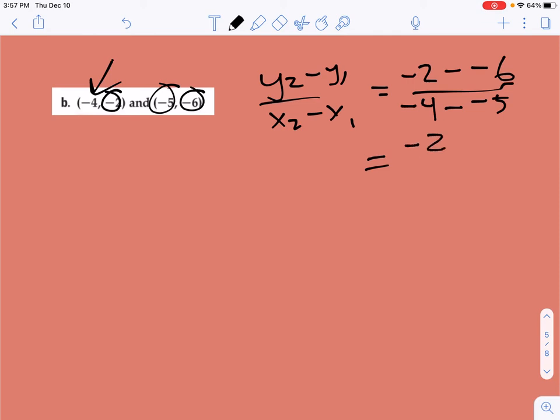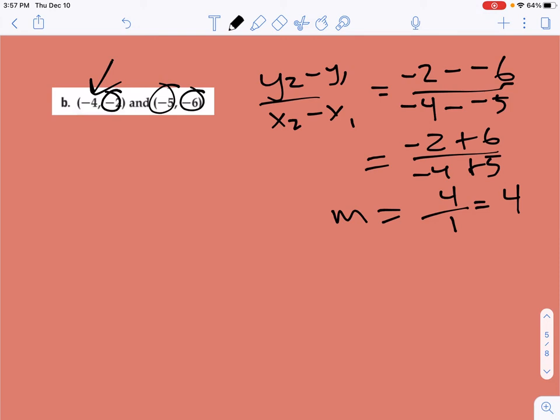So you have negative 2 plus 6 over negative 4 plus 5. Well, negative 2 plus 6 is 4. Negative 4 plus 5 is 1. So 4 divided by 1 is 4. All right, well, that wasn't too bad. All right, found our slope.